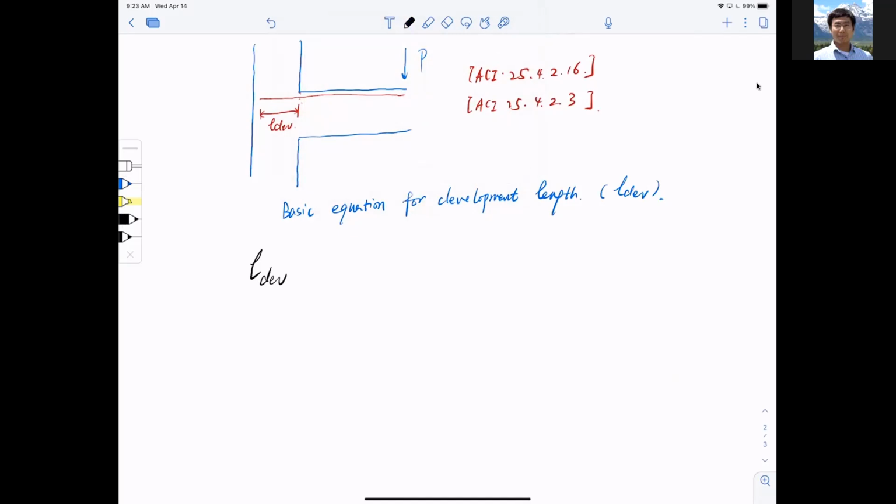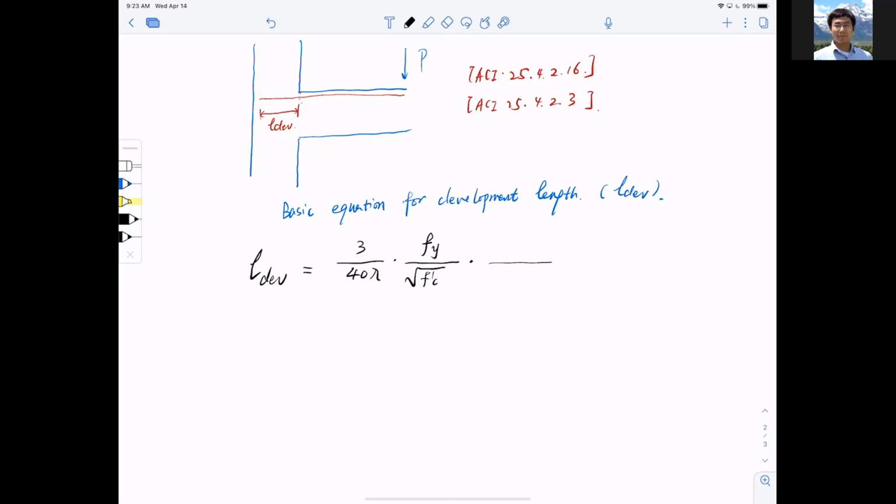So this equation reads like this: 3 over 40, lambda, and this lambda is the lightweight and normal weight concrete coefficient, multiplied by the yield strength of the bar, Fy, divided by the square root of f prime c, which is the concrete compressive stress. So that's the normalized stress factor.